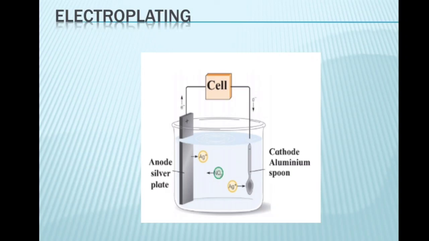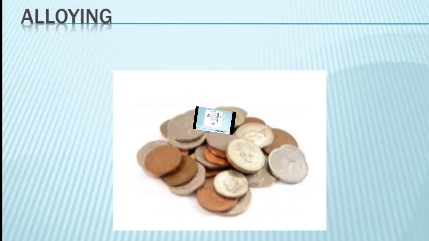Electroplating. In this method, a less reactive metal is coated on a more reactive metal by electrolysis. Silver plated spoons and gold plated ornaments are examples of electroplating.